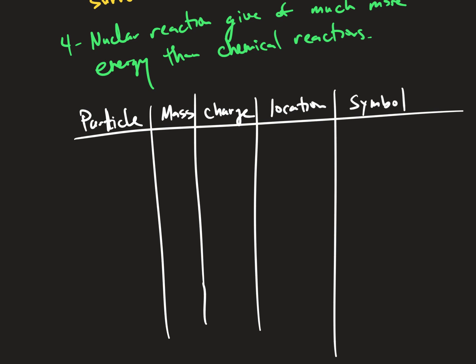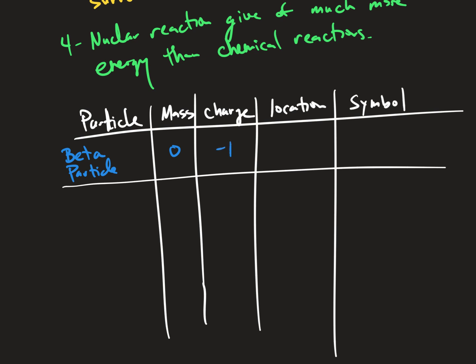Okay, the first particle we're going to talk about is a beta particle. A beta particle has a mass of 0. What else has a mass of 0? Electrons. That's because a beta particle is an electron. So what's its charge? -1, right? And where is it located? Inside the nucleus.